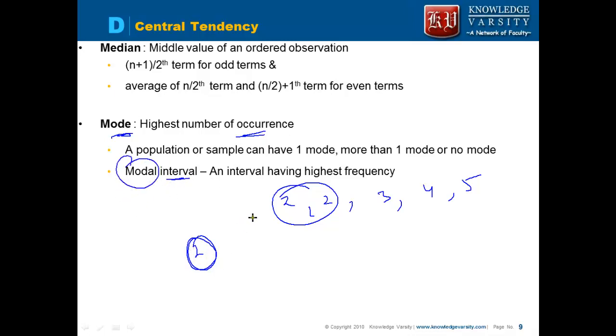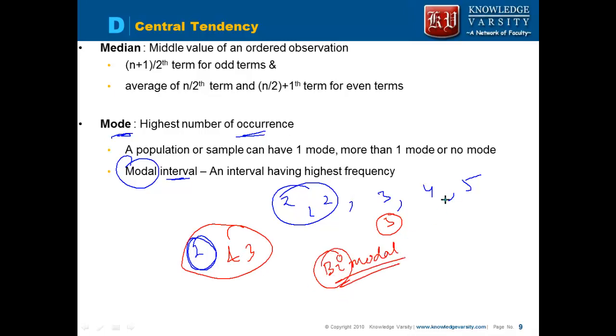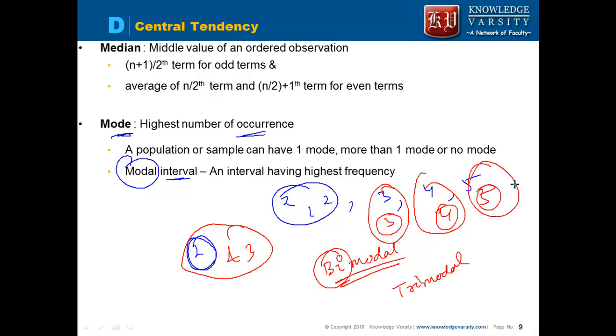Now suppose I add additional data, I add 3 also here. Now you have 2 modes. 2 and 3 both are modes. This distribution is called a bimodal distribution, because it has 2 modes. If I add 4 also, now 3 terms have the highest frequency, so it is called trimodal. If you add another number 5, now all 4 have the highest frequency. In this case there is no mode.